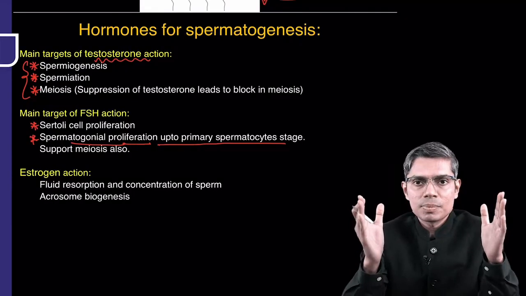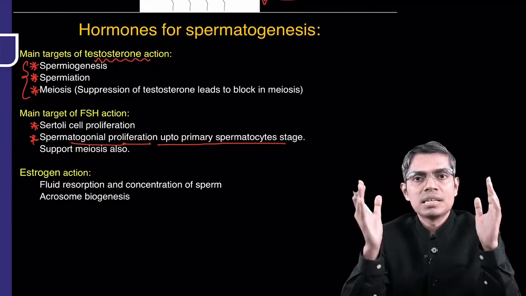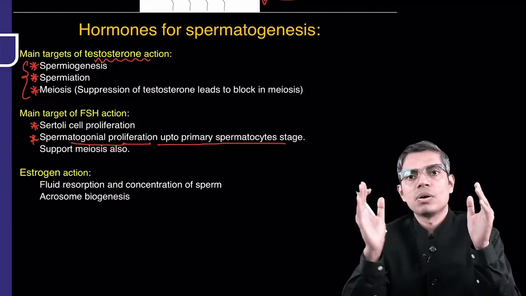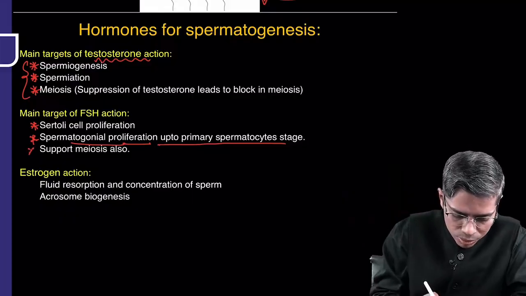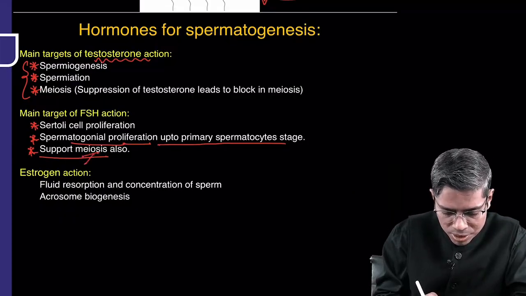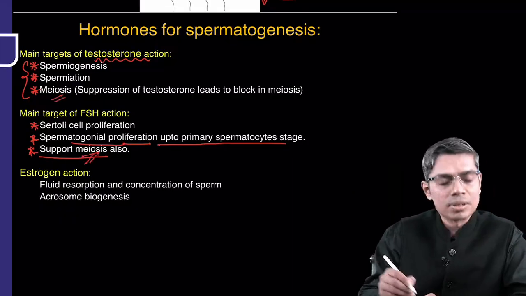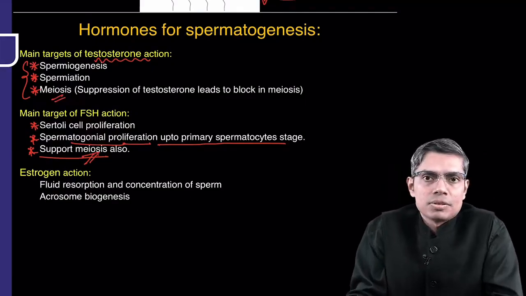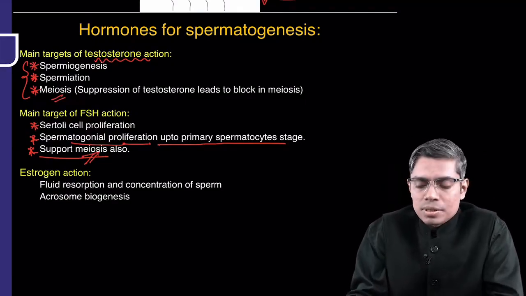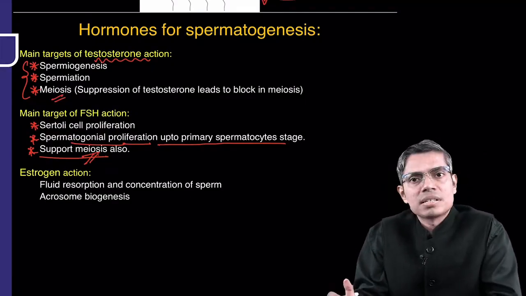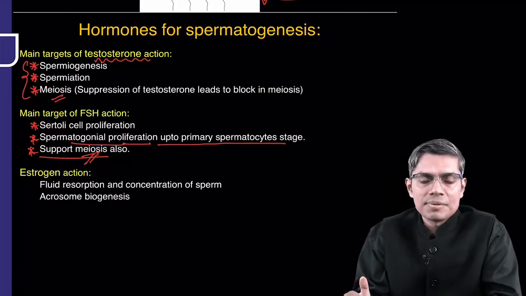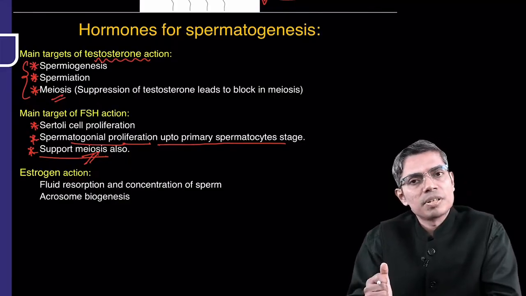But up to the level of the primary spermatocyte's proliferation, FSH is one of the major hormones, right? And it also supports the meiosis process. So meiosis requires double support. Testosterone is required, and FSH is also required. But testosterone is the main hormone for the terminal stage of spermatogenesis, and FSH is for the early stage of spermatogenesis.